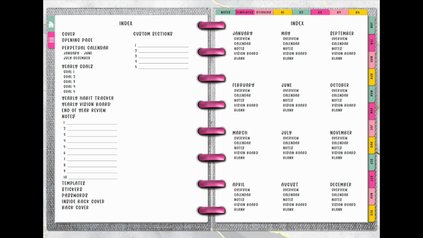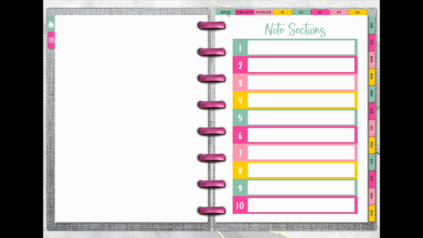The next section will be your notes section. And you can also get to this from the tab up here, this green tab, the first one that says notes. So when you click this, you will see I have given you 10 different note sections. This allows you to create a section for up to 10 different types of topics. So maybe you want to do one that's just for home, maybe you want one for work, maybe you want one for each specific one of your kids.